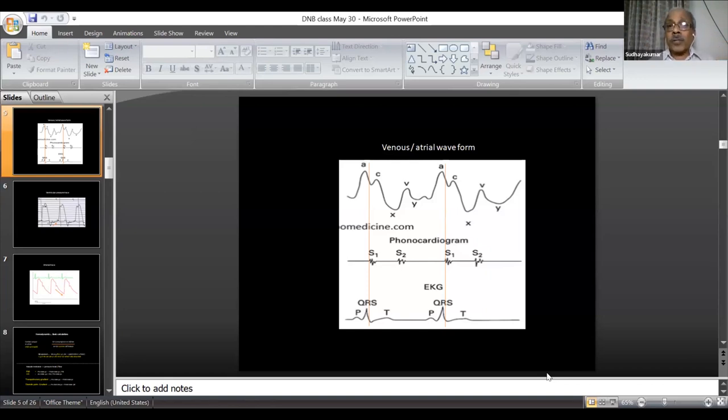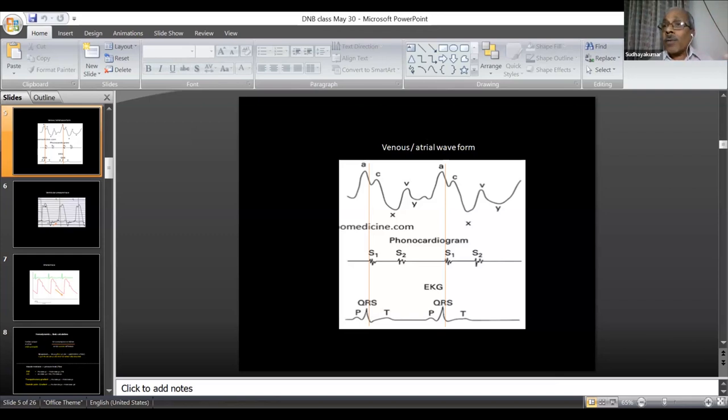Now, usually I ask a question. There is ACV. How many waves are there in the venous column? Usually they say there are 3 waves. X and Y are not waves. These are the descents of a wave. A wave has an ascending and a descending limb.